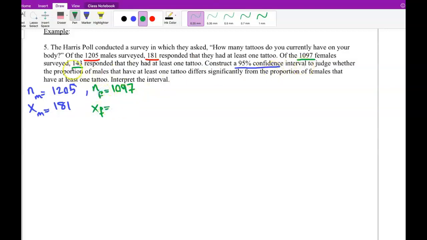And here is 143. Now finding point estimate, sample proportion. Here for this group for males, sample proportion equals X divided by N. X is 181 divided by N. Running it, the answer is 0.1502.